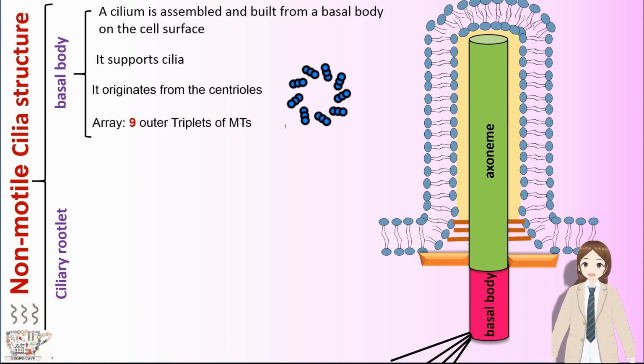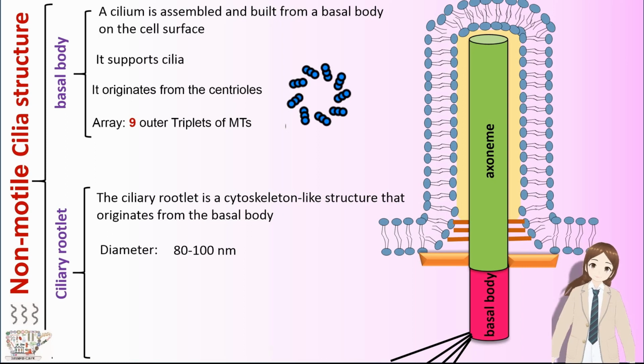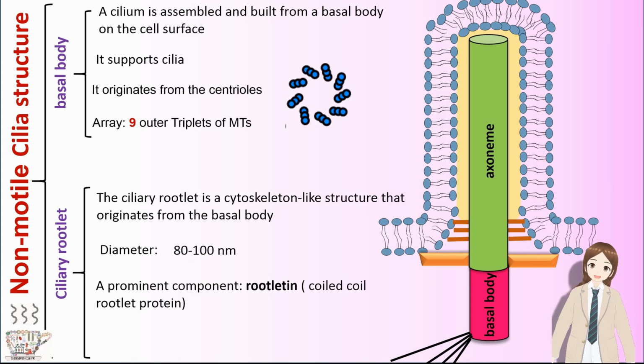The fourth part of non-motile cilia is ciliary rootlet. The ciliary rootlet is a cytoskeleton-like structure that originates from the basal body. Its diameter is 80 to 100 nanometers. A prominent component is rootletin, a coiled rootlet protein. It's not found in all cilia.